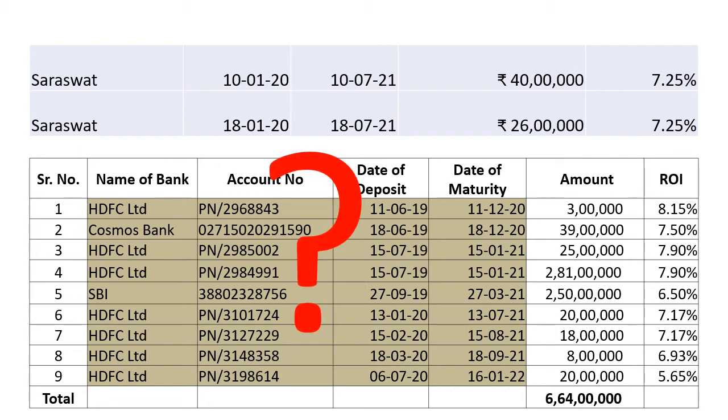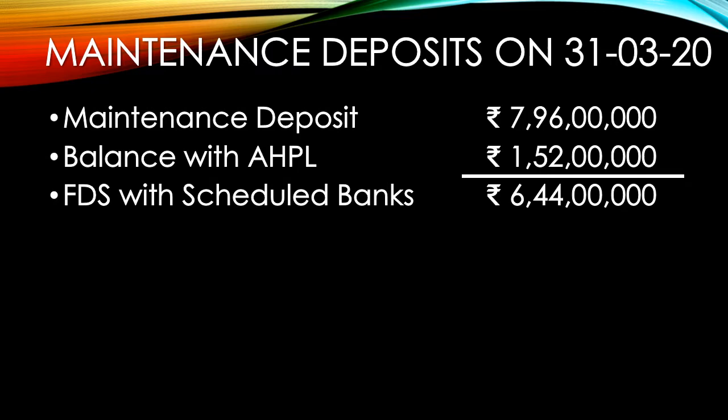Where they have gone, we do not know. The society was neither informed nor was any permission taken. We are told that the maintenance deposits are 7 crore 96 lakhs and that the FDs with the scheduled banks amounted to 6 crores and 44 lakhs on the 31st of March 2020.